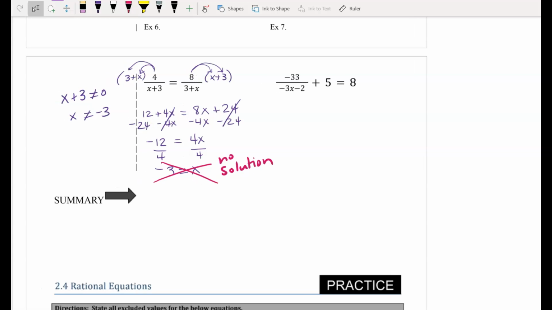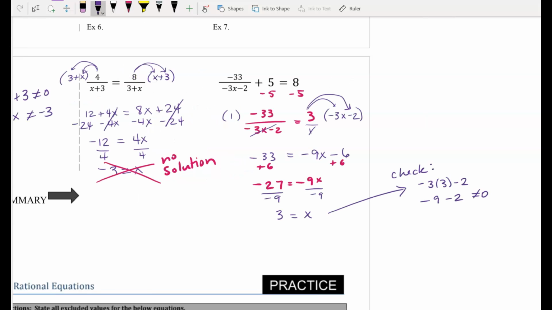Pause the video and work the last problem, and then come back and check your answer. Take some time to review the work. Ask questions if you have them.